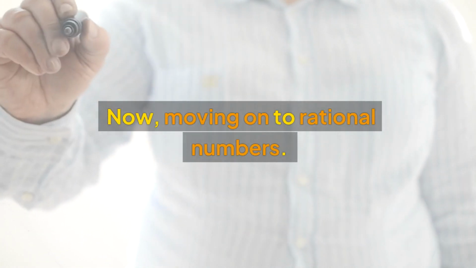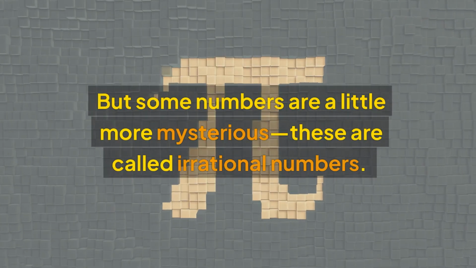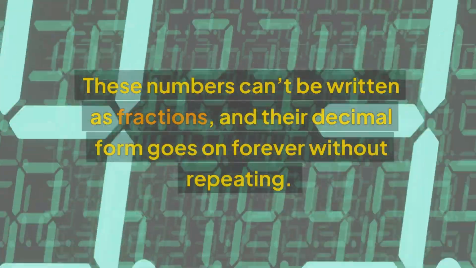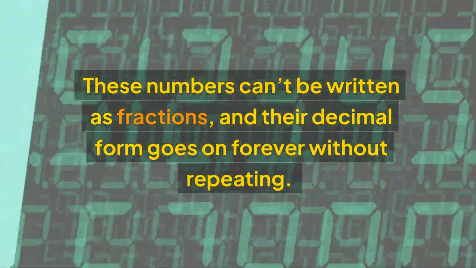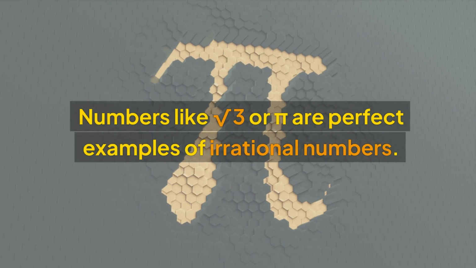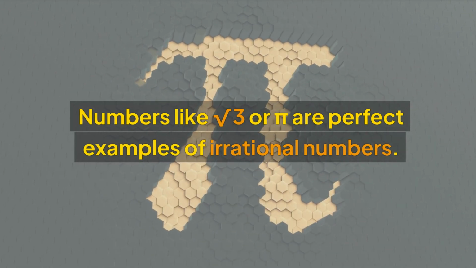Now, moving on to rational numbers. These are numbers that can be written as p by q form where p and q are integers, q is not equal to 0. Like 3 by 4 or 0.75. But some numbers are a little more mysterious, these are called irrational numbers. These numbers can't be written as fractions, and their decimal form goes on forever without repeating. Numbers like square root 3 or pi are perfect examples of irrational numbers.